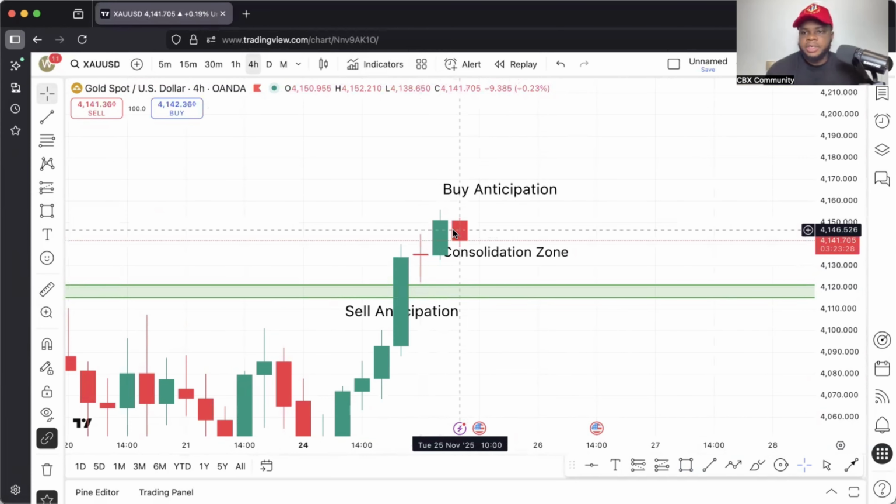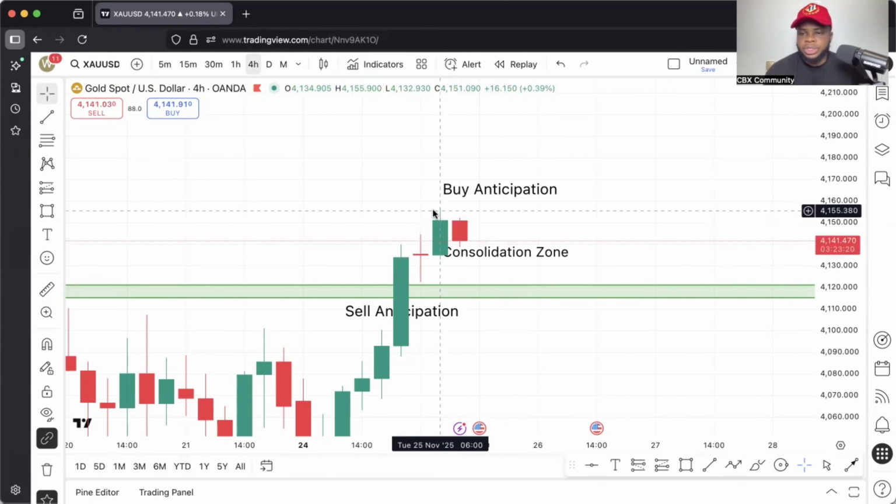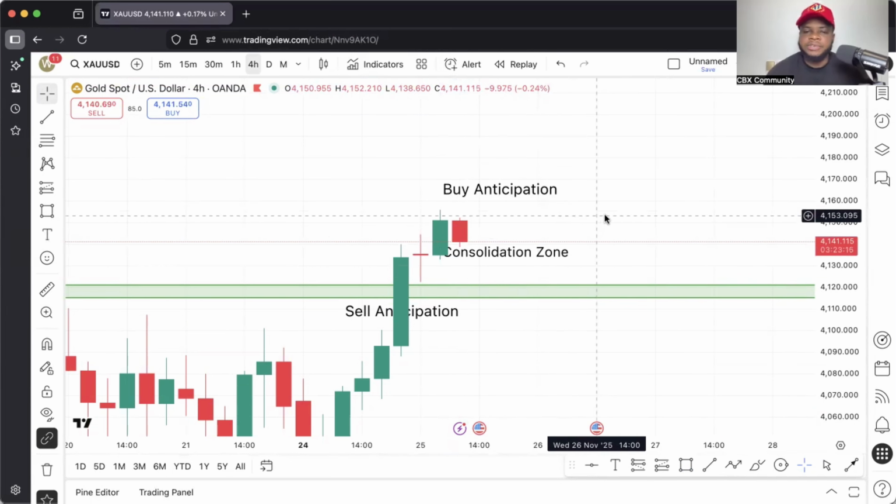But this recent 4 hours candle has 3 hours left to close. It is yet to break the high of this bullish candle and yet to break the low of this bullish candle. So the best thing is just for us to wait until we are able to identify a structure before we can decide to take a position.